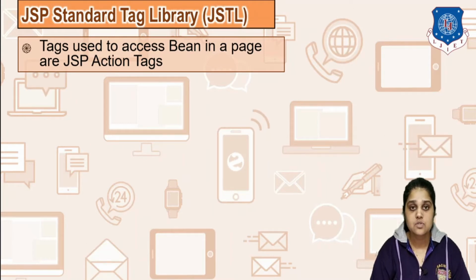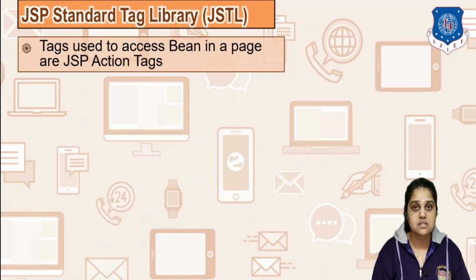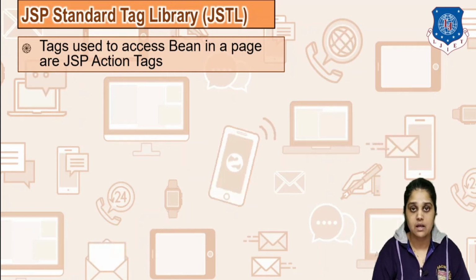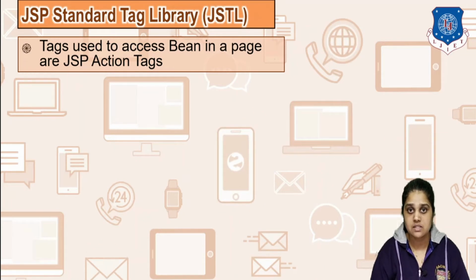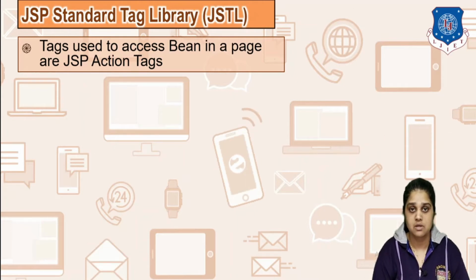All the tags which are used to access a bean in a page are called JSP action tags. So what we are going to do in this video lecture is create a bean and access this bean in a JSP file. A bean is a simple Java class in which you have private members, variables or data members, and public getter and setter methods. So in this lecture, we are going to create various beans and access them in a JSP page.